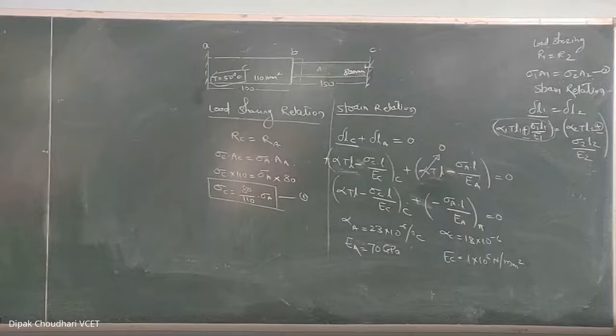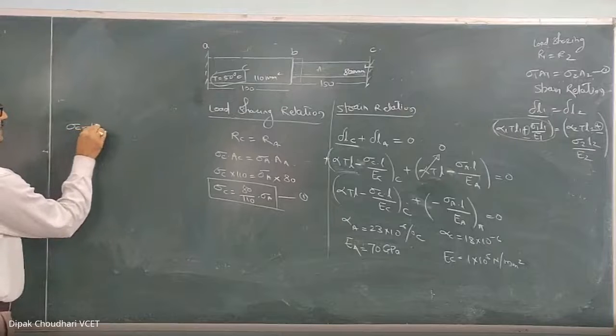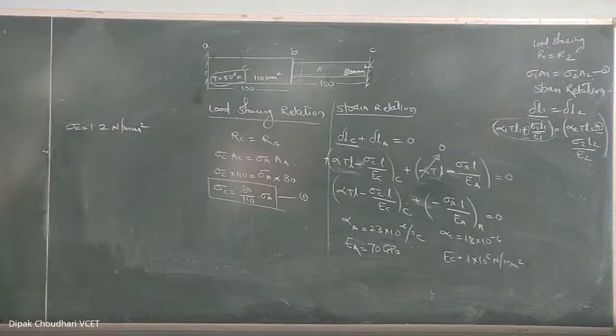Sigma C is 1.2. Yes, sir, I too got the same. Okay. Sigma C is 1.2 Newton per millimeter square. What is the nature of this stress? Is it tensile or compressive? Tell me, what is the nature?